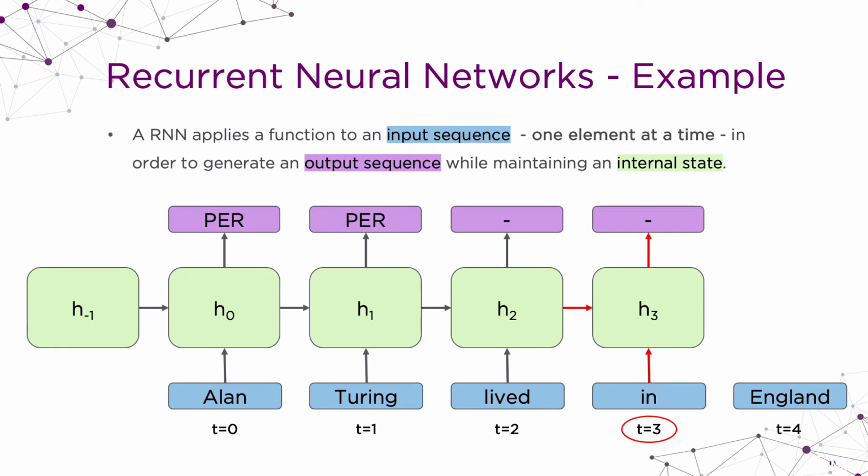We continue doing that. And let me stop for a second here, because I think this is an interesting case. Here, the RNN is trying to predict the label for the word England. And maybe the RNN doesn't know that England is a location.